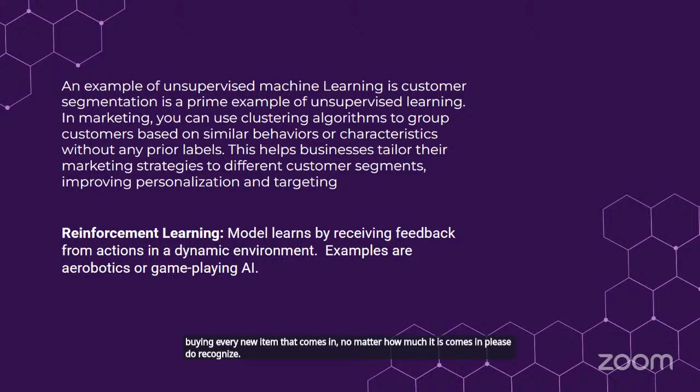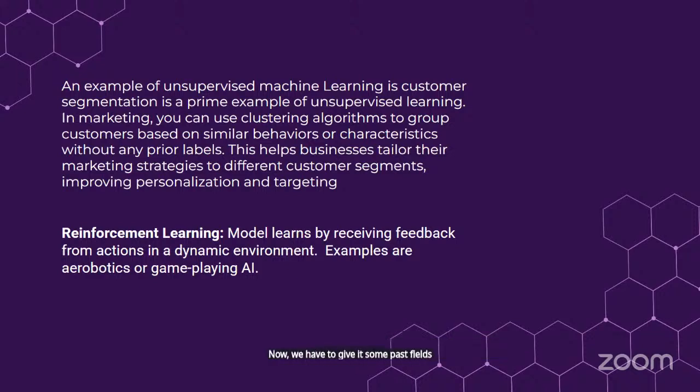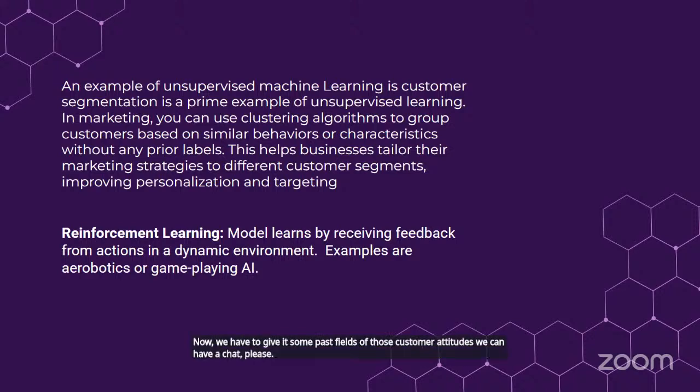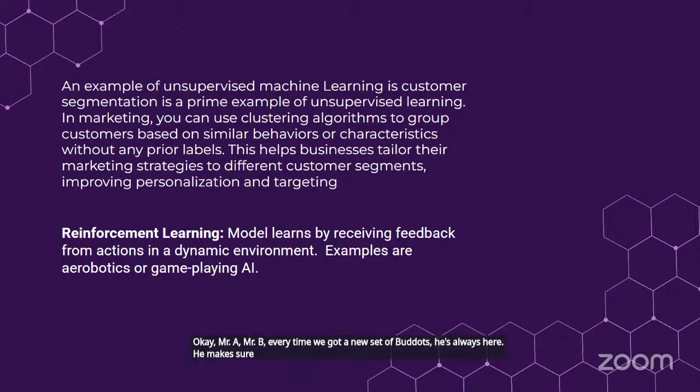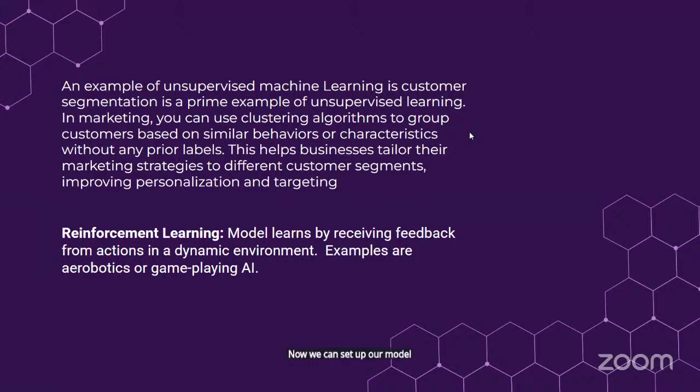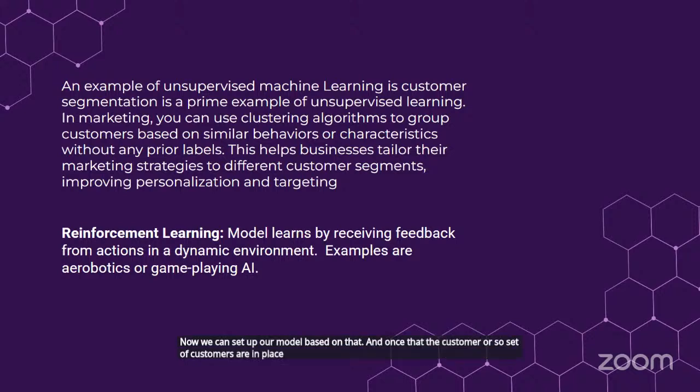Now, we have to give it some past feeds of those customer attitudes. Over time, we can have a chart in place, okay, Mr. A, Mr. B, every time we got a new set of products, he's always here. He makes sure he buys the stuff, no matter the price range. Now we can set up our model based on that. And once the customer or set of customers are in place, then we automatically know, by high chance, that we are getting something from that customer.